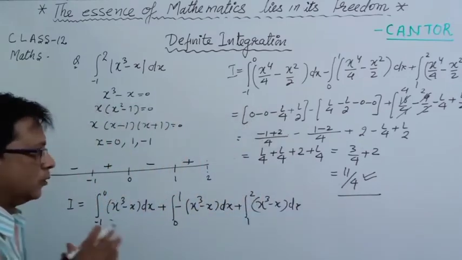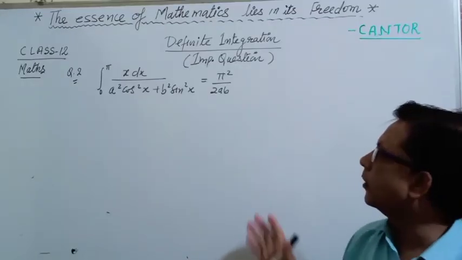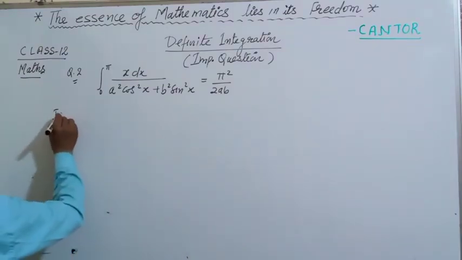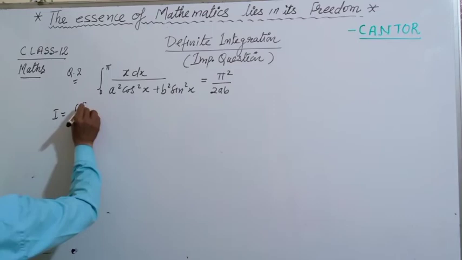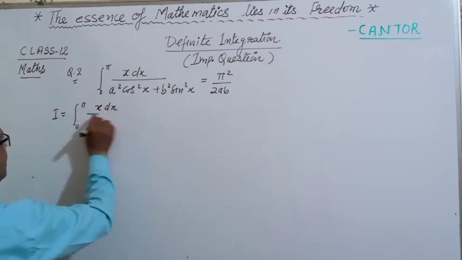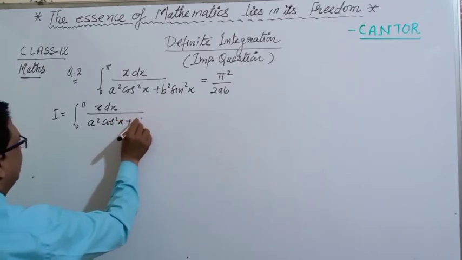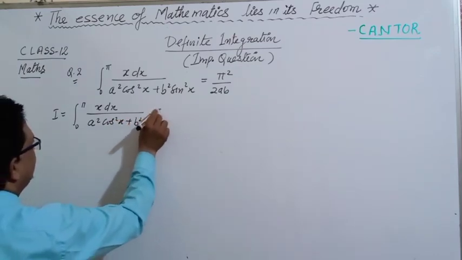So student, note this question. Student, here we write another important question for you. Then we discuss the question. I is equal to the integral from 0 to pi of x dx over a square cos square x plus b square sin square x, dx.